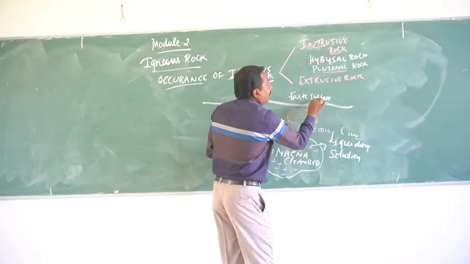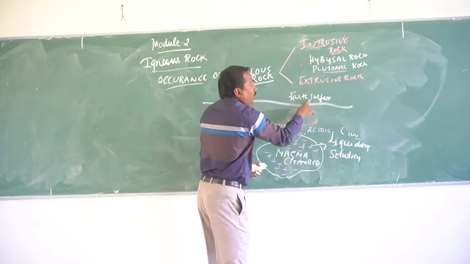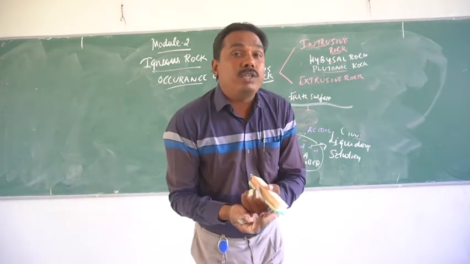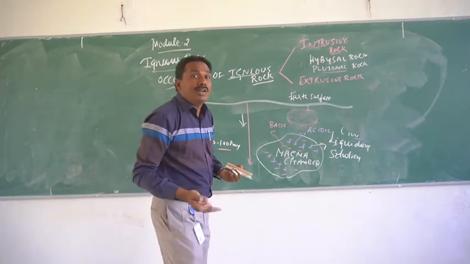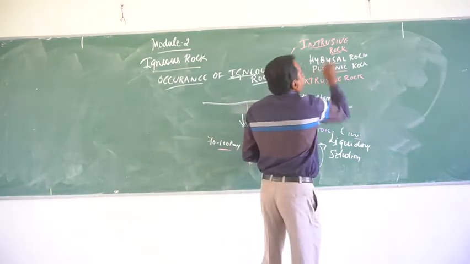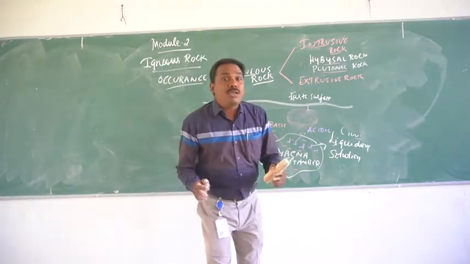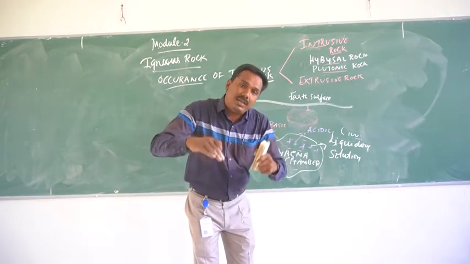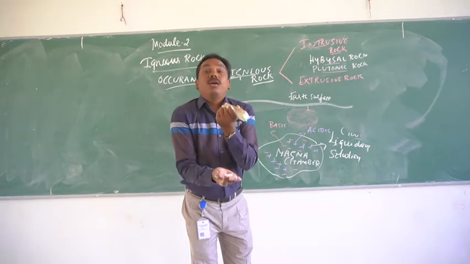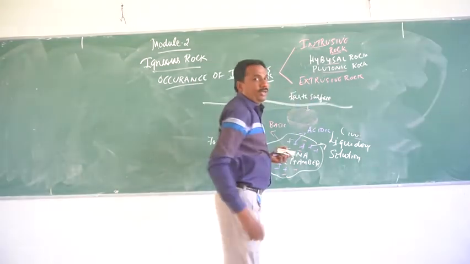Hypabasal rock is nothing but, for example, this also forms beneath the earth's surface, but it is near to the surface. The one at greater depth we call plutonic rock. When it is near the earth's surface, the magma chamber tends to cool, and automatically the duration will be shorter compared to the plutonic rocks. Then it is called the hypabasal rock. It also forms beneath the surface, but near to the surface. The cooling rate and the duration would be lesser compared to the plutonic rock.